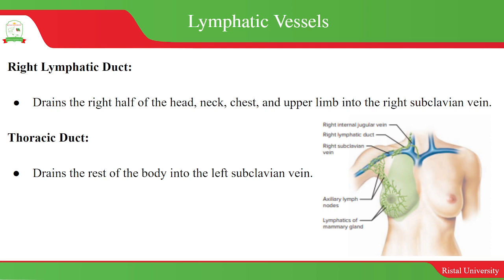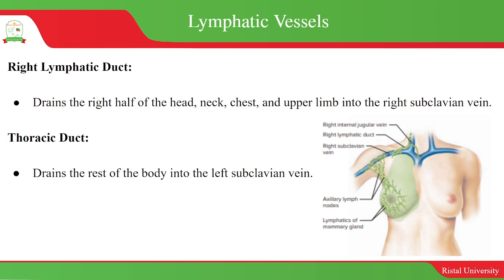So you see that the right lymphatic duct is the one that empties its lymph into the right subclavian vein, and it drains the lymph from the right half of the head, the right half of the neck, the right half of the chest, and the right upper limb. The rest of the lymph from other parts of the body drains into the left subclavian vein.